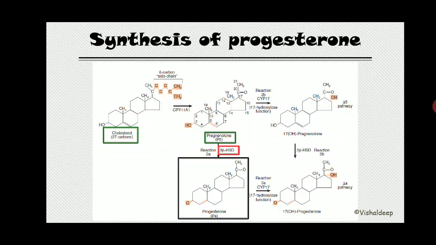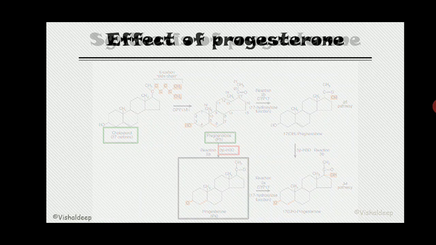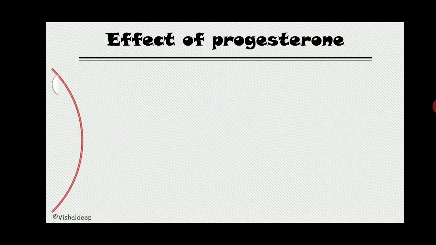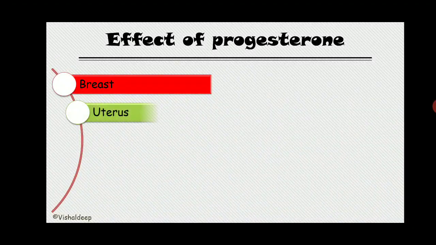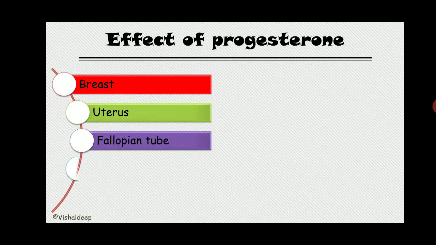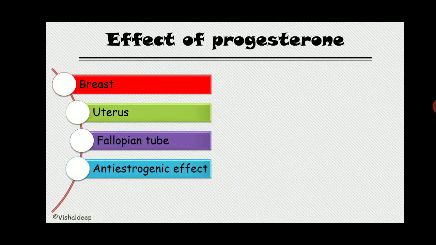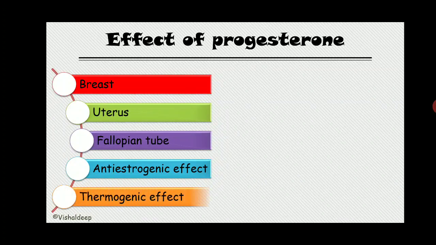Alright, now let's discuss the effects of the progesterone one by one. Effect over the breast, then effect over the uterus, then effect over the fallopian tube, then the anti-estrogenic effect. Now this effect is very much important. We are going to discuss it in great detail in our subsequent slide. And the last one is the thermogenic effect.